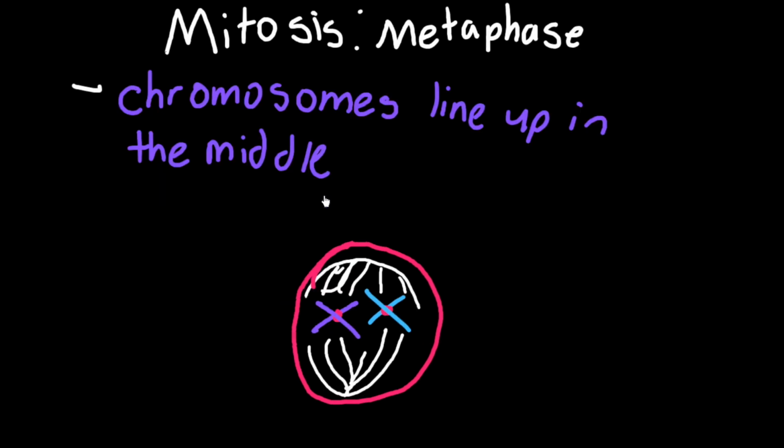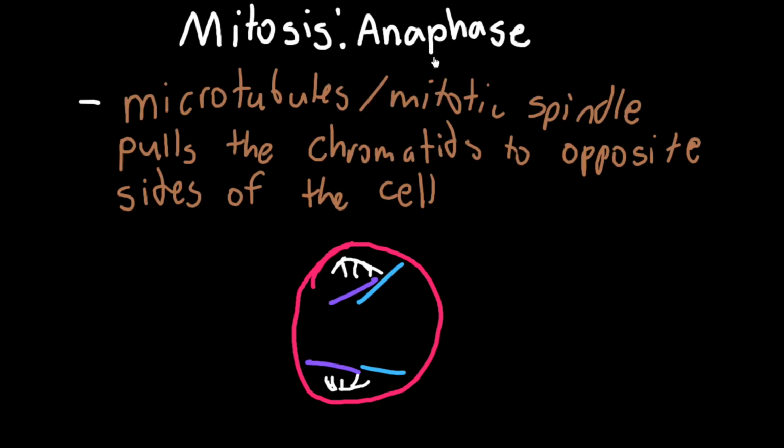chromatid. So next we have metaphase, and in metaphase the chromosomes line up in the middle, and what is going on here is the mitotic spindle is forming a little bit more, and the chromosomes are just lined up in the middle. And what happens after that is anaphase. Now this is the phase where the microtubules and the mitotic spindle actually do what I was saying, and they pull the chromatids to the opposite sides of the cell. And at this point you can have a look of what is actually about to happen.